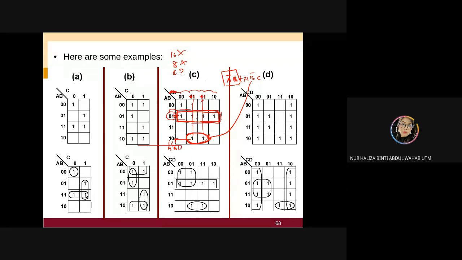It will be D. So this is, what was it just now? A, C, A and C bar. Okay, this is your simplification. You cannot simplify anymore because this is the simplified version.